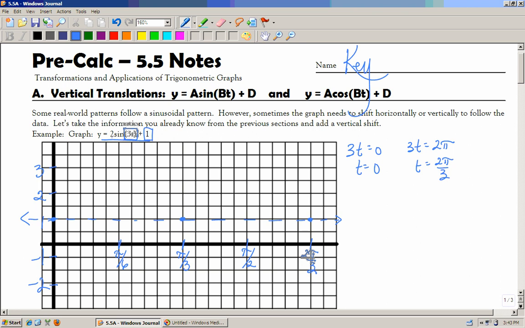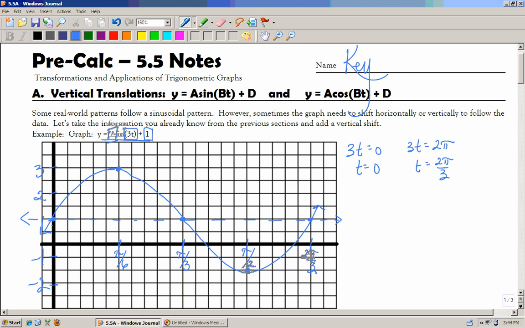Now the amplitude of this function is 2. That means in the middle of this function, when it's on its way up and down, the min and the max are 2 units above and below that middle line of 1. So at pi over 6, 2 units above 1 is at 3. And at pi over 2, 2 units below 1 is at negative 1. That gives us our maximum point to get up to. Back down to the middle line, minimum point at negative 1, and back up to 1.